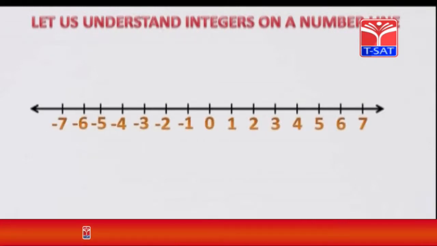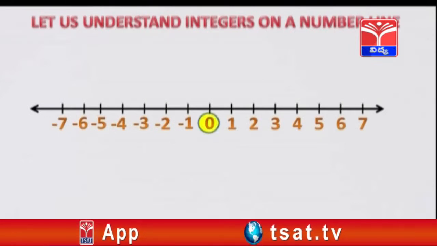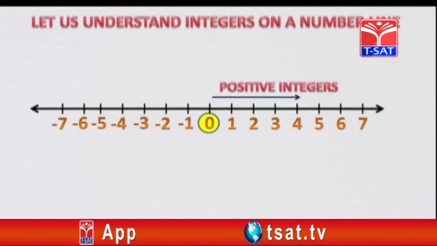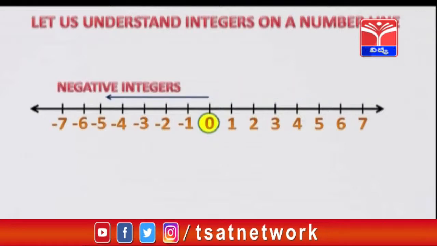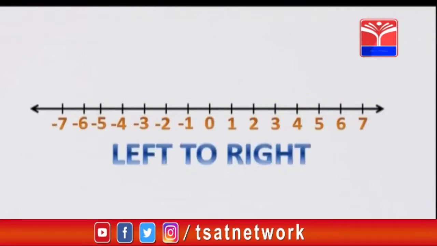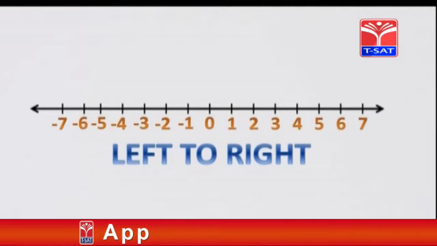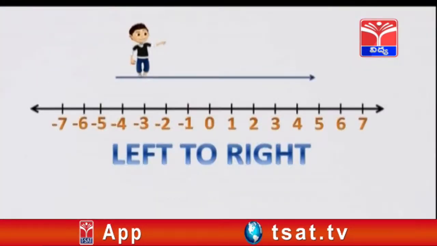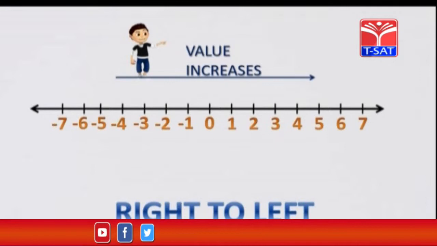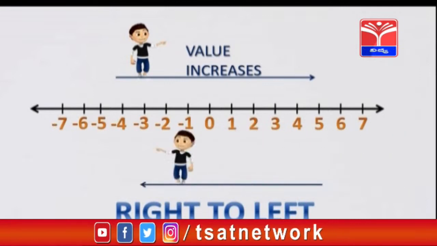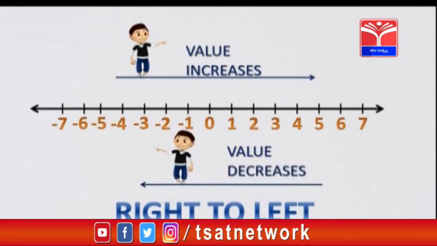Let us understand integers on the number line. Look here, this is the number line of integers, and 0 lies in the middle position of the number line. To the right side of this 0, all those numbers are positive integers, and to the left side, these are negative integers. And students, when you are going from left to right, the value of the integers increases, and similarly, if you go from right to left, the value of the integers decreases.